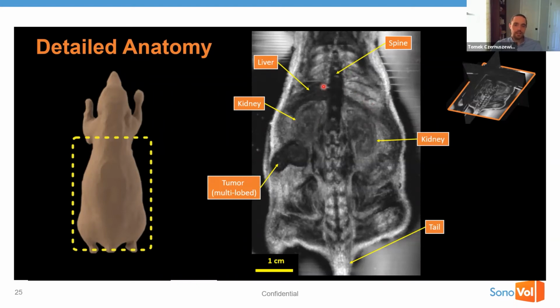Here, what you're looking at is an example of a coronal slice through the 3-dimensional data set. As will hopefully be obvious, you can immediately recognize some of the anatomical features that are typically hard to see in a traditional 2D ultrasound image. In this case, we can see the spine of the mouse. We can see the 2 kidneys. In this case, we had a tumor-bearing animal, so this is a tumor that's in the side.